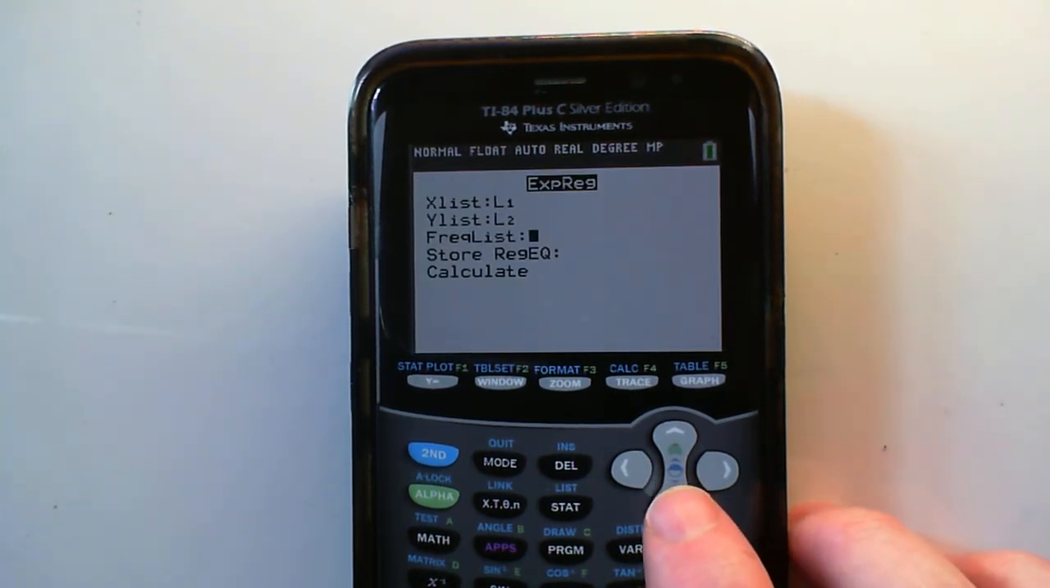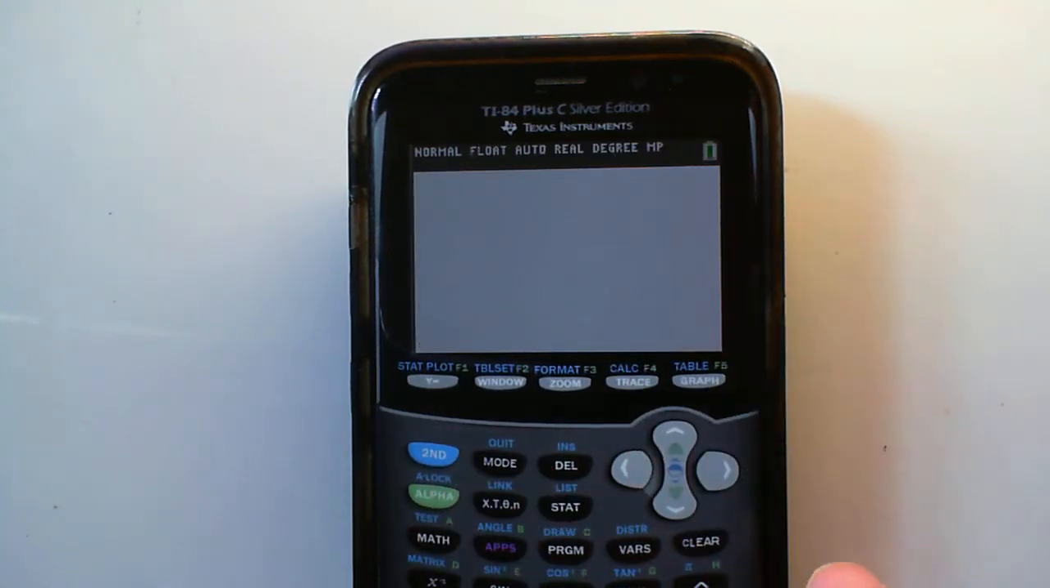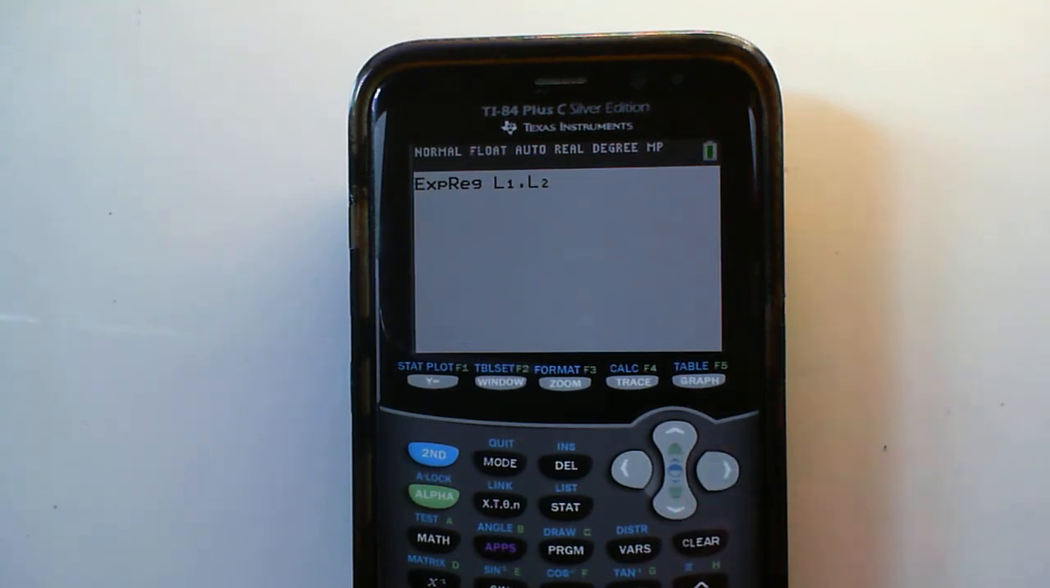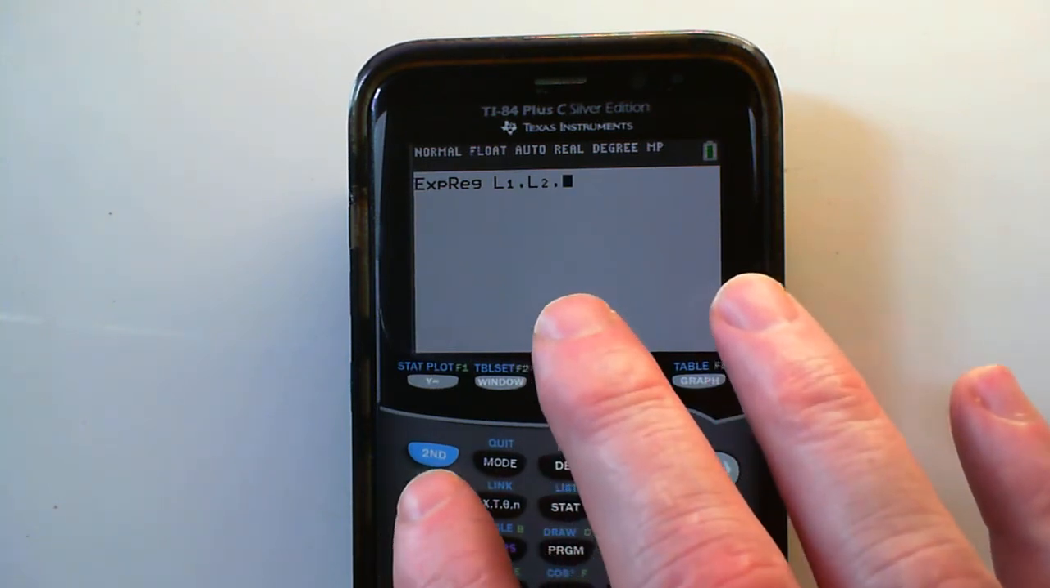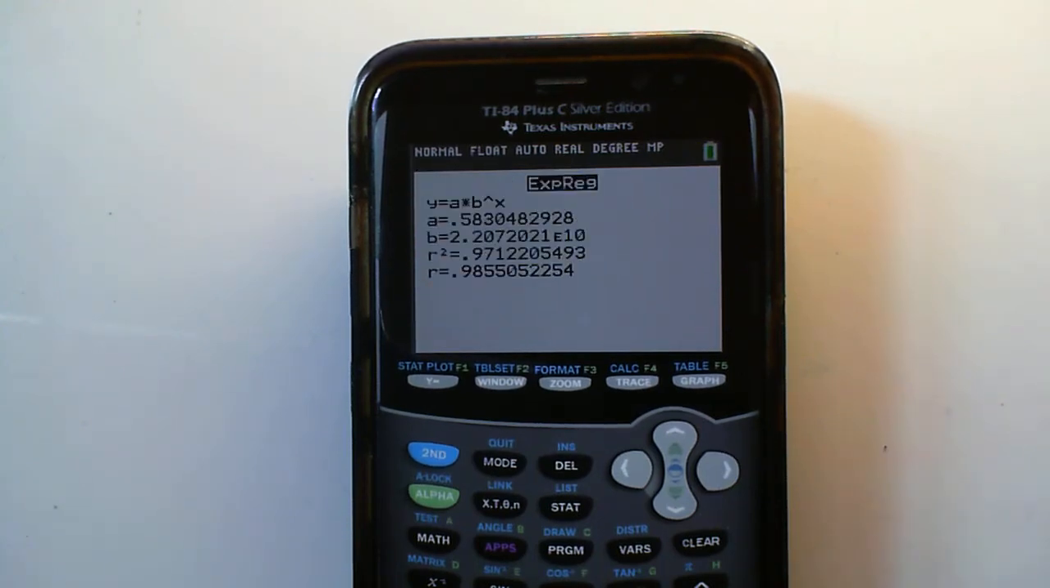List 1, list 2. I'm going to store my regression in my Y1. You might have it look like that. So I'm going to go comma Y1 and enter. That's made a regression equation. Notice it is a times b to the x. We are used to seeing that in the form that I gave it to you on the notes. It was c times a to the x, but in this case a is our constant, b is going to be our base.